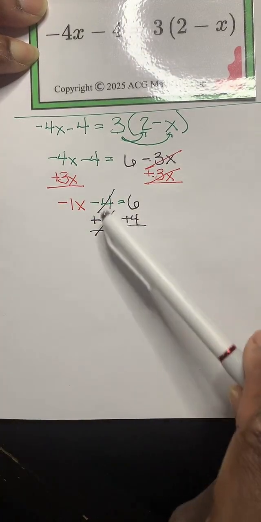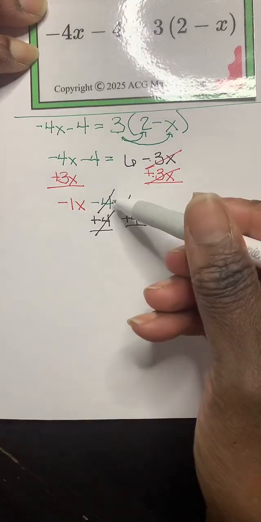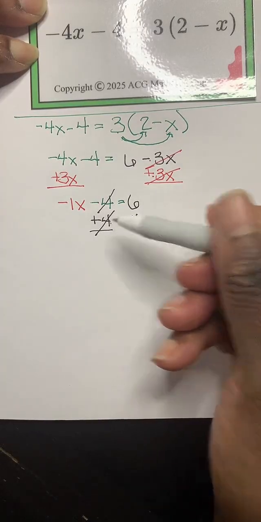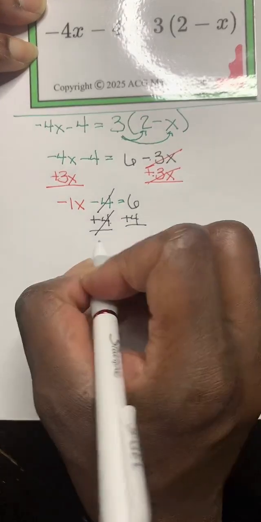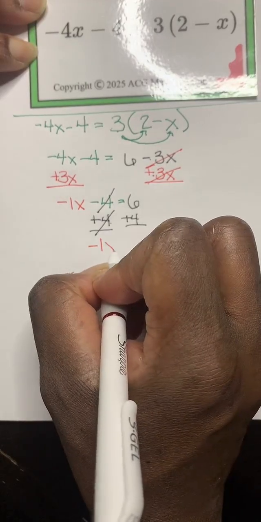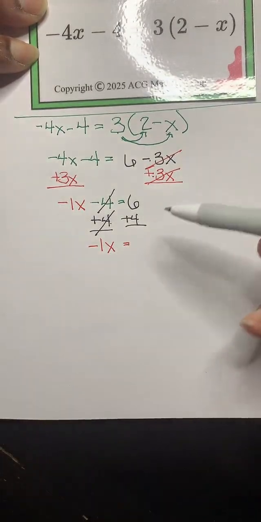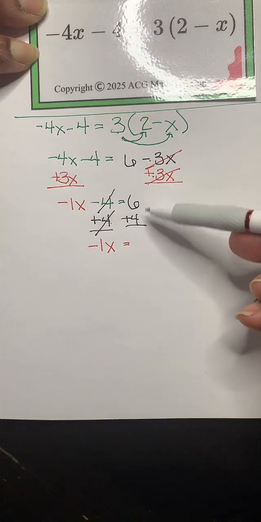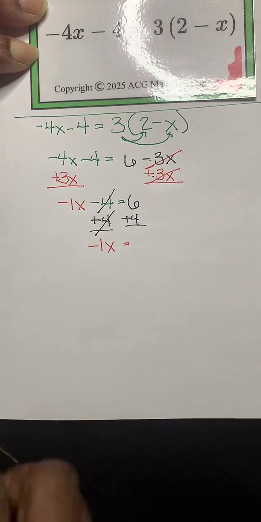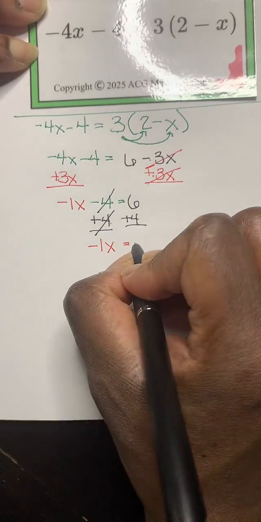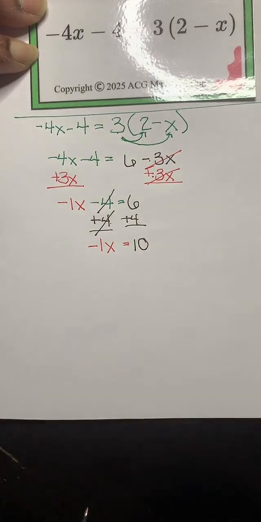So now those are going to cancel out. You owed me $4. You paid me $4. You don't owe me any money. So now I'm bringing down my negative 1x. So now I have 6 plus 4. They're both positive, so I can go ahead and add them together, which gives me 10.